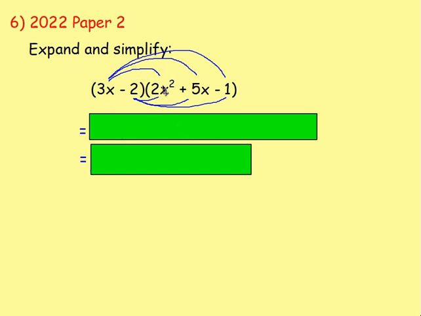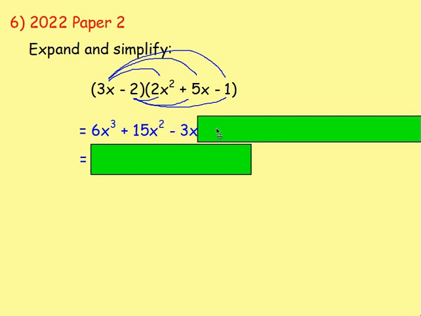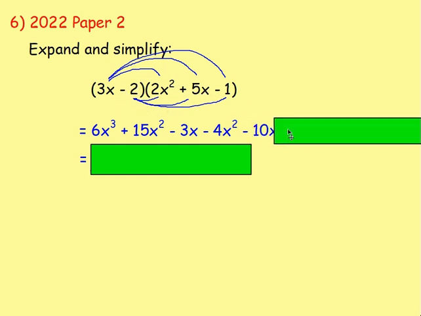So for this, 3x times 2x squared is 6x cubed. 3x times 5x is plus 15x squared. And 3x times negative 1 is negative 3x. Now doing negative 2 times everything. Negative 2 times 2x squared is negative 4x squared. Negative 2 times 5x, positive and a negative, so it'll be negative 10x. And negative 2 times negative 1, 2 negatives make a positive, so it'll be plus 2.